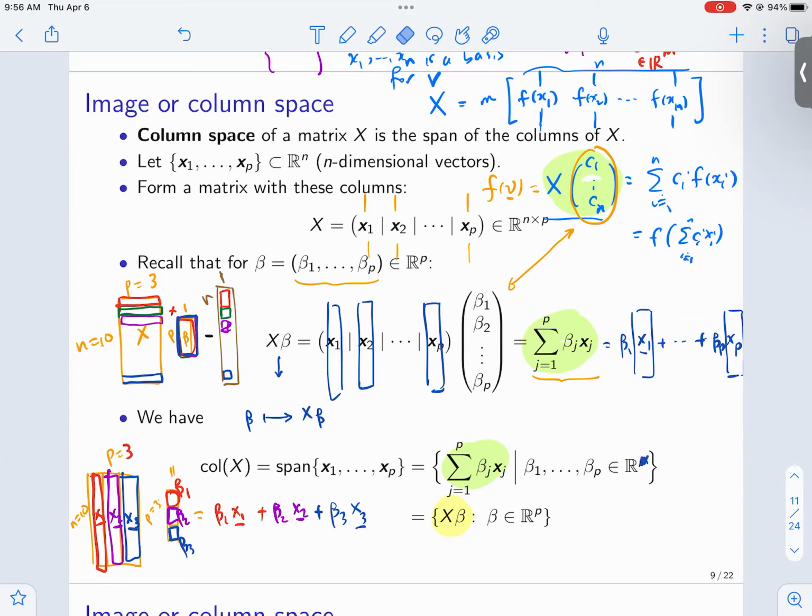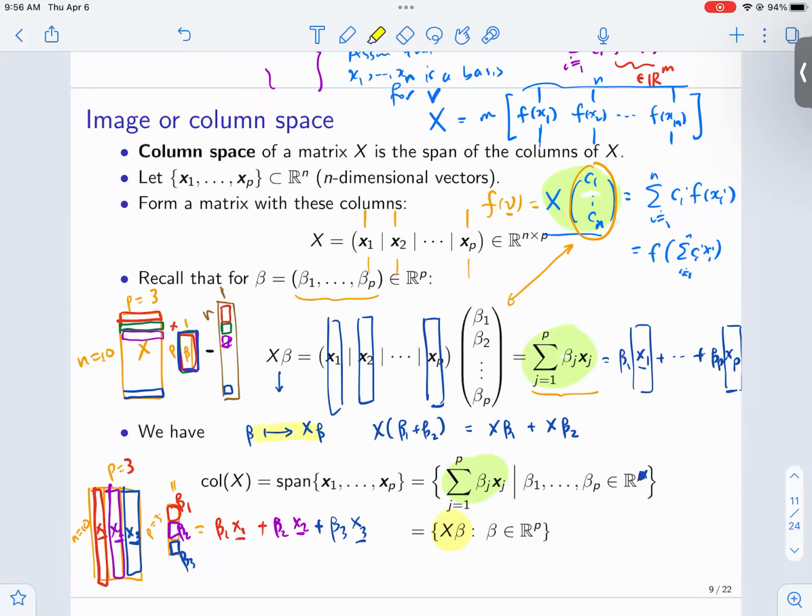And it's very easy to verify that this is a linear map, because if I have, for example, beta 1 plus beta 2, and I apply X to it, by the rules of matrix operation you can distribute it, and so you can see it's a linear operator. Matrix multiplication is a linear operator, so it satisfies those properties.